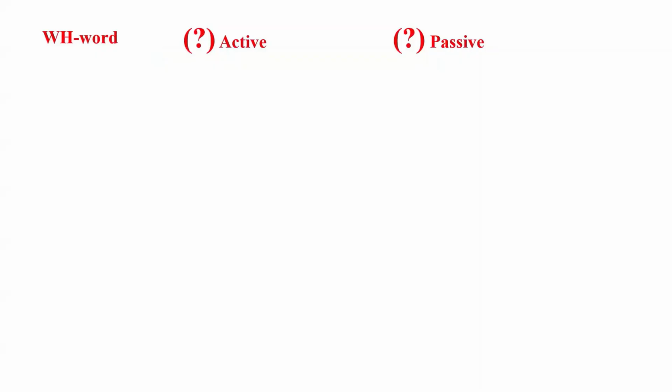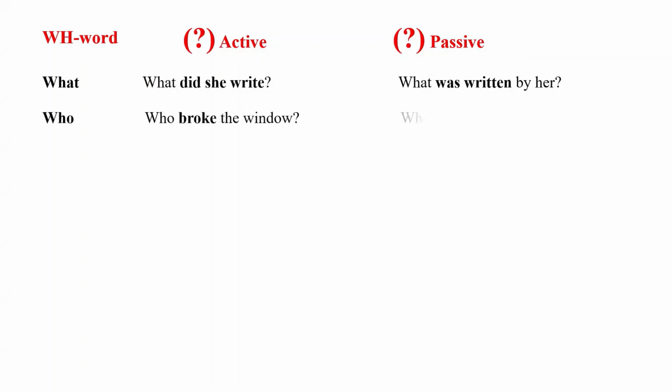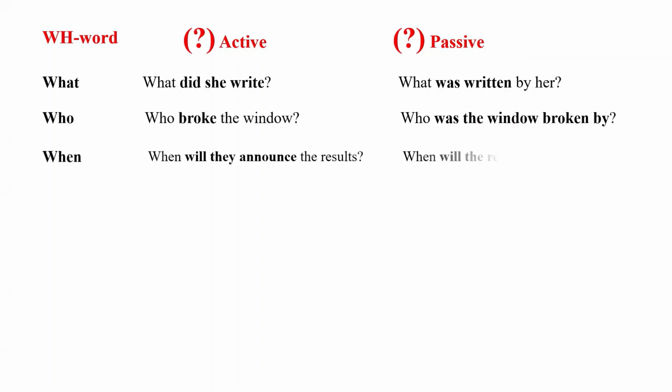And let's have some WH word question formats, okay? As I mentioned before, you can almost have all active structures turned into passive, okay? So somehow you're doubling your production, which is very, very good. Okay. What did she write? What was written by her? Who broke the window? Who was the window broken by?